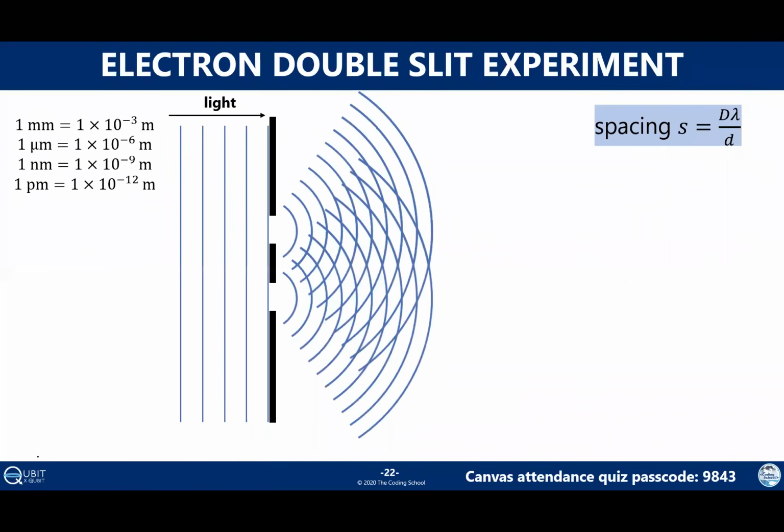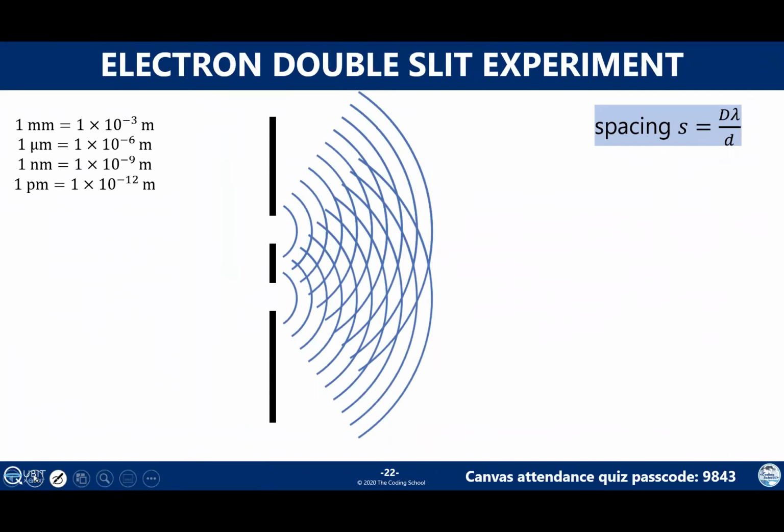Okay, let's go on to another problem. We're just going to flip this around a little bit. Here we have a drawing of the double slit experiment. We have light coming at our wall with the two slits. What if we turn that into electrons? In the previous example, we had red light. Now we're going to try firing electrons at this wall.